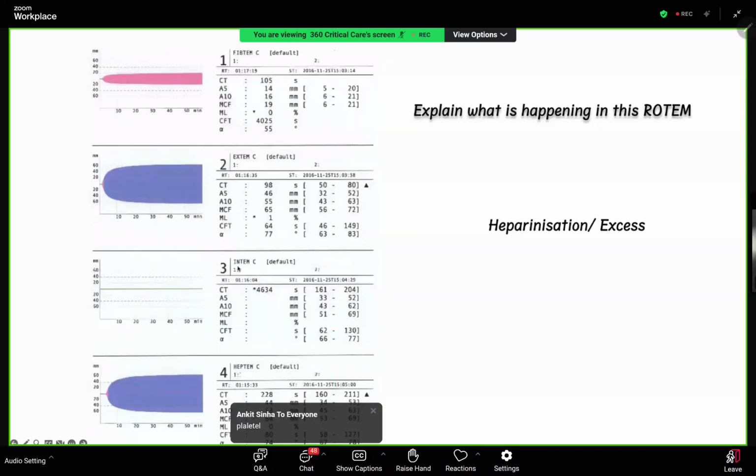We talked about this. Now in INTEM, what is happening? The clotting time is abnormal. It gets corrected in HEPTEM. Okay, what does that mean? The patient has heparin on board, right? The INTEM, which is completely abnormal, gets corrected in HEPTEM. That means there is a heparin effect. So you give protamine to this patient. Okay.